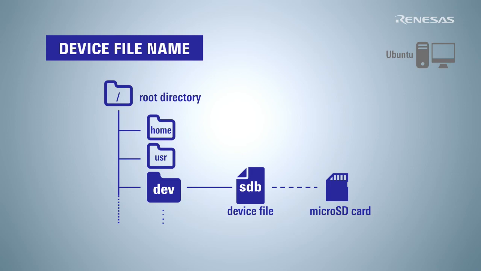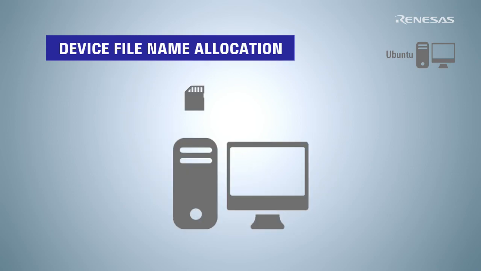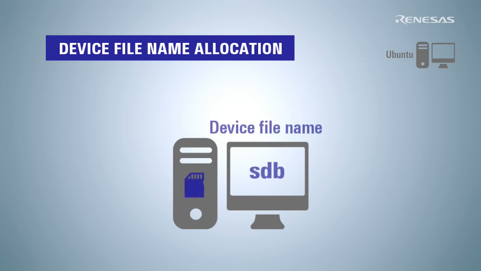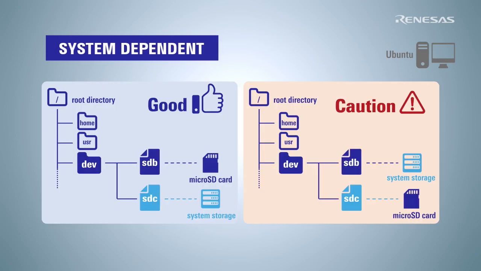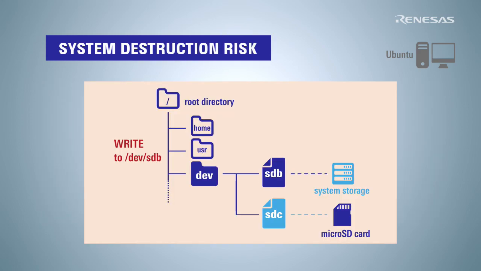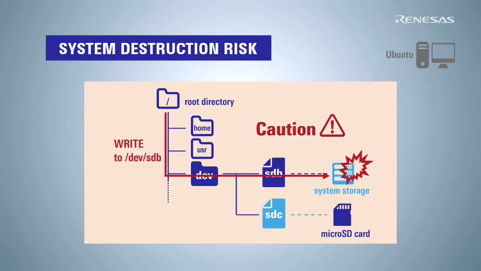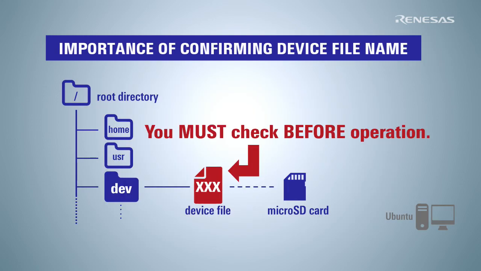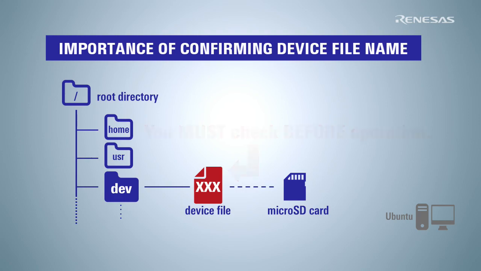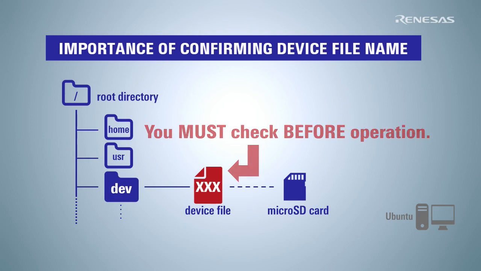On Linux PC, a micro SD card is controlled by the device file name. In this tutorial, we use SDB. Device file name is assigned by Ubuntu PC system when it recognized the micro SD card. On your system, the device file name SDB may be assigned to other media. If the SDB is assigned to other media, writing to SDB will overwrite the data and may destroy it. In order to avoid destruction of the media, you must check the device file name of your micro SD card.